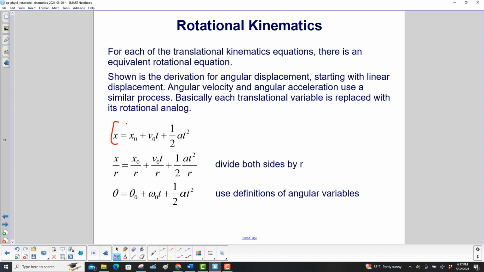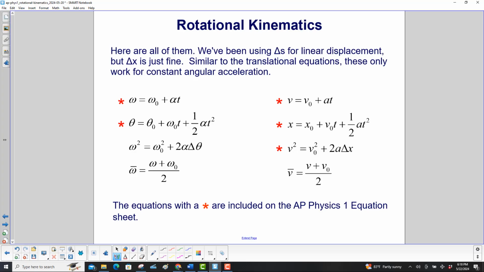So here's our linear equation. I'm going to divide both sides by r. And then, what do we have? Well, x over r is theta, x0 over r is theta 0, v0 over r is omega 0, and so forth. Here are all of them.